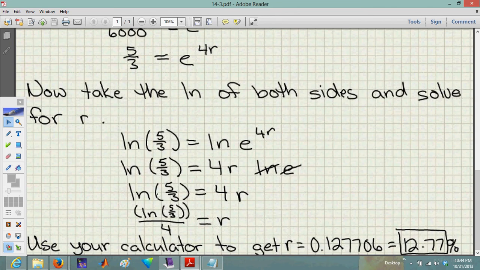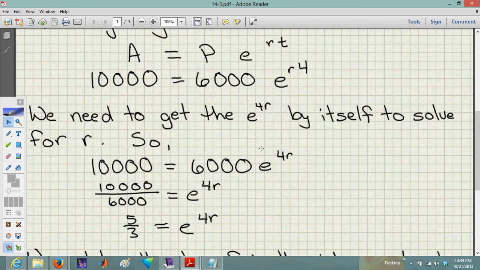Another word of advice, if you're not getting the numbers to come out correctly, make sure you're using enough parentheses when you're entering things into the calculator. You want to make sure that your entire numerator is in parentheses, and also that the fraction in your natural log is in parentheses. And that should get you through this one.